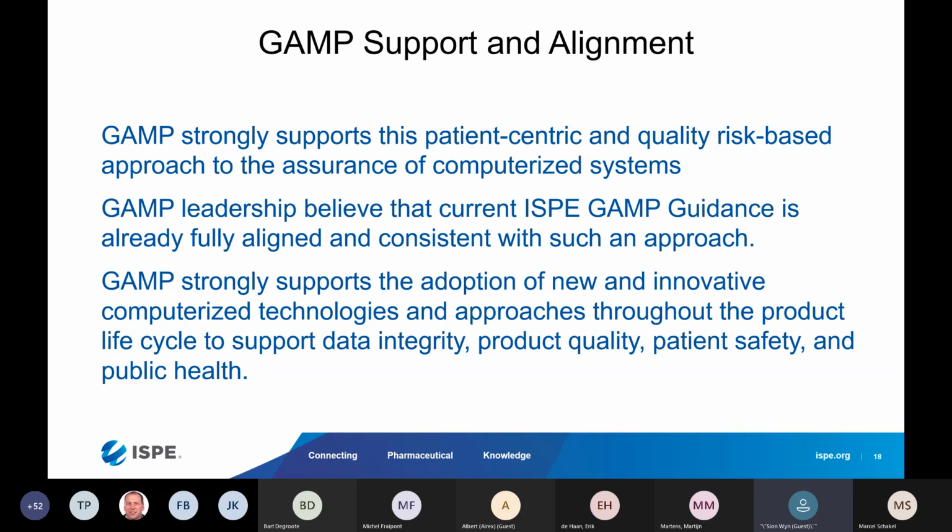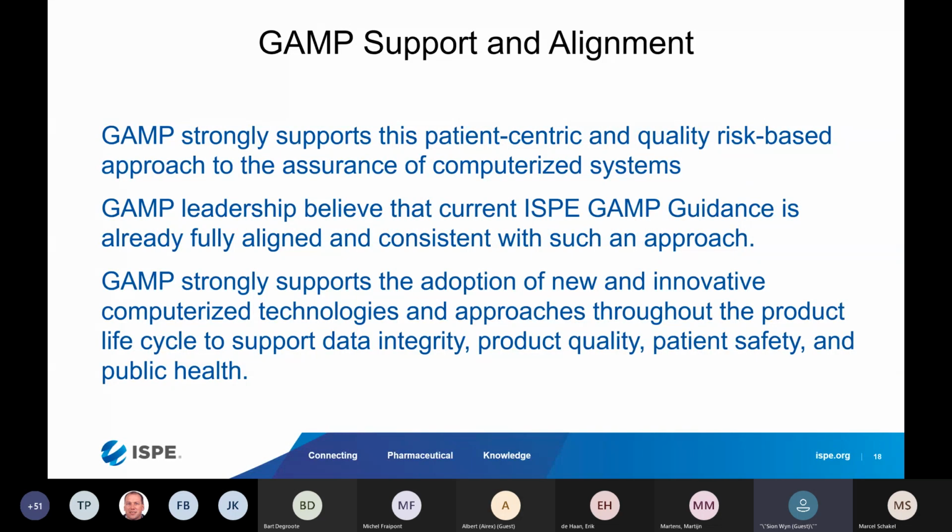So realistically, if we're asking the question, what is the difference between GAMP and CSA? Well, my honest answer would be none, because you can apply a CSA approach and you can apply the current GAMP good practice, and they would be identical. There's nothing really fundamentally different, and we'll see in a minute when we look at the GAMP key concepts why this is the case.